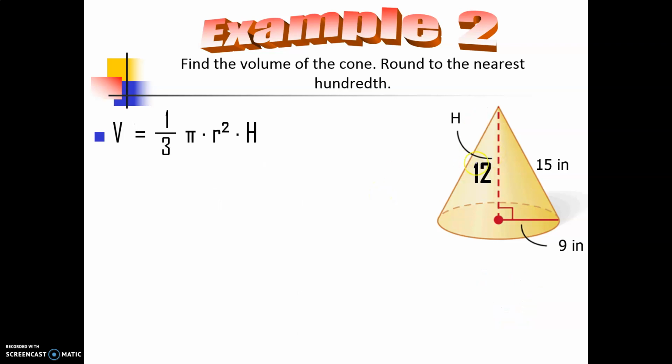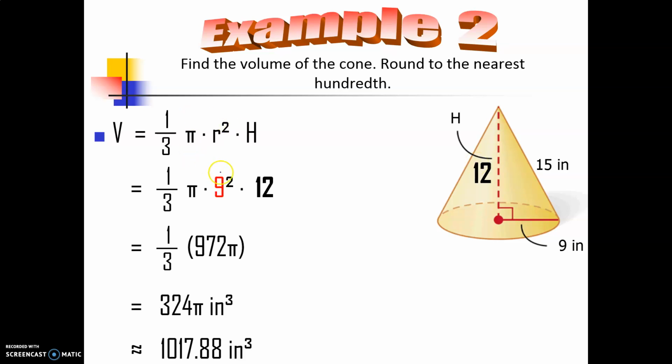So there's a big 12 right here. So 1/3 pi times r squared times height. So the r is 9, the h is 12. Okay, so now you're going to see something that I did here. I want you to be aware of this. I want you to always just figure out what these values are. 9 squared times 12 is 972.